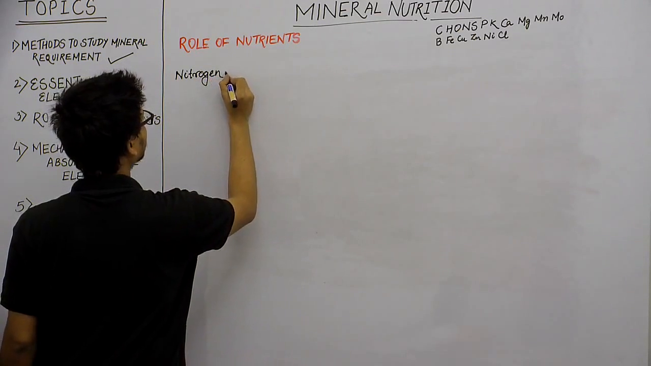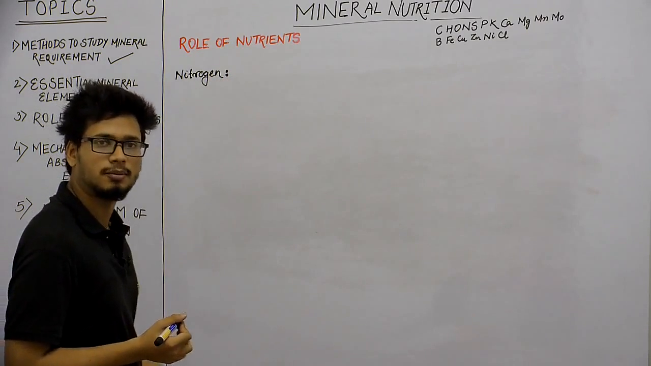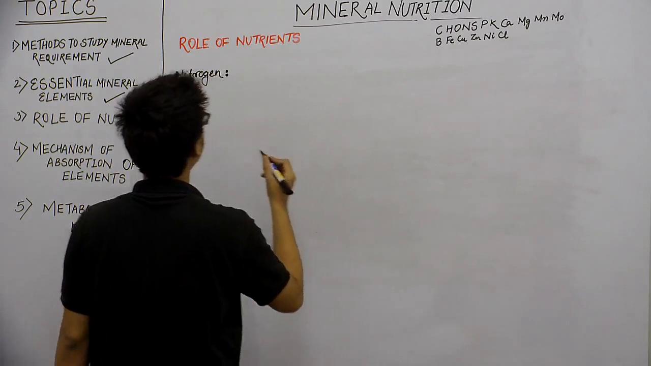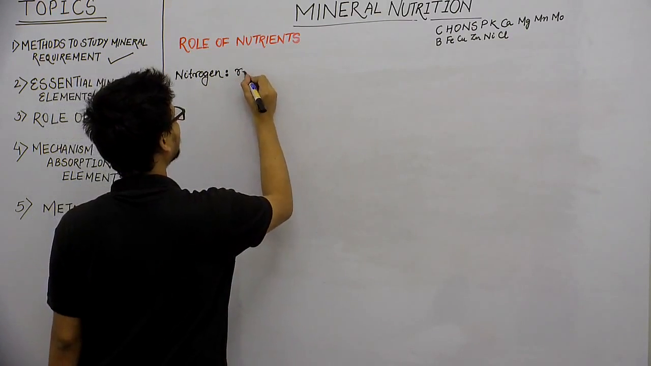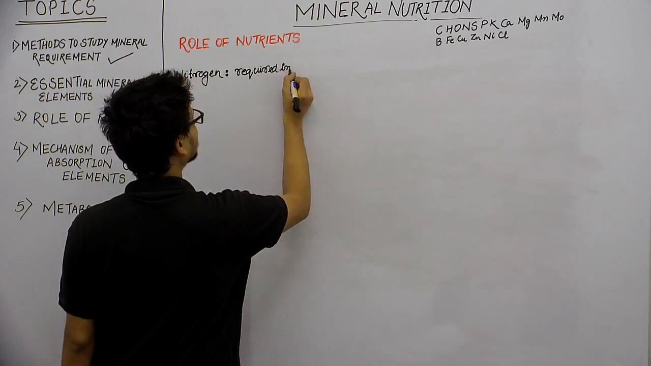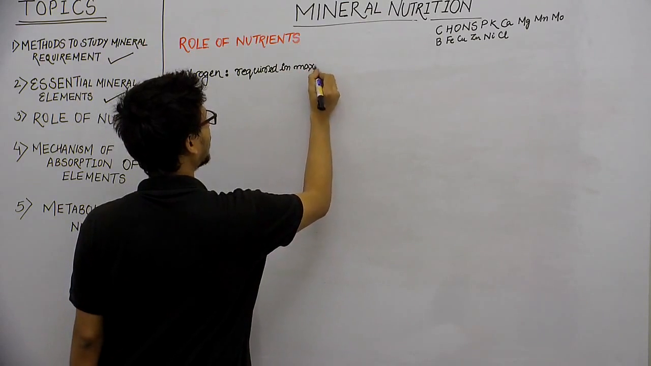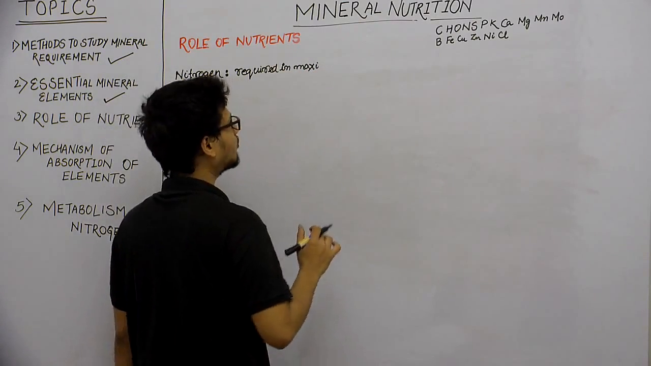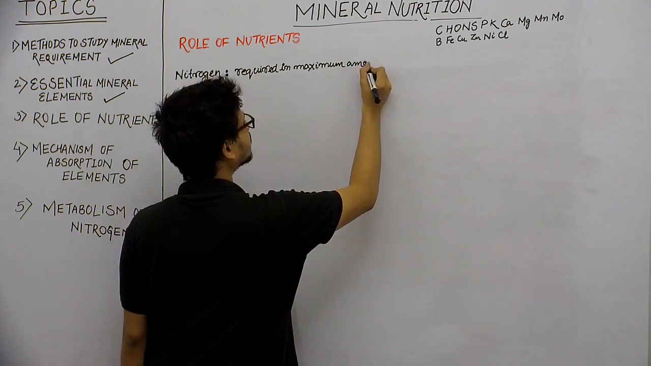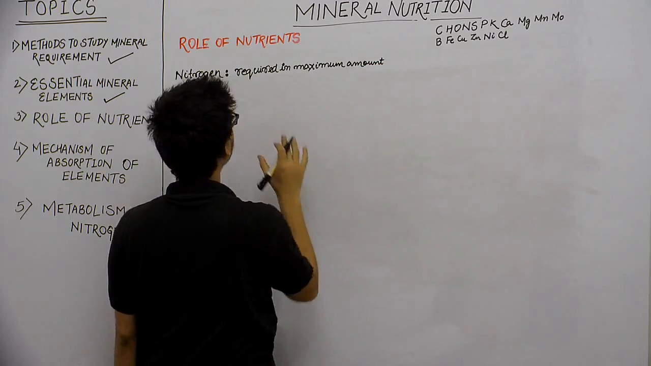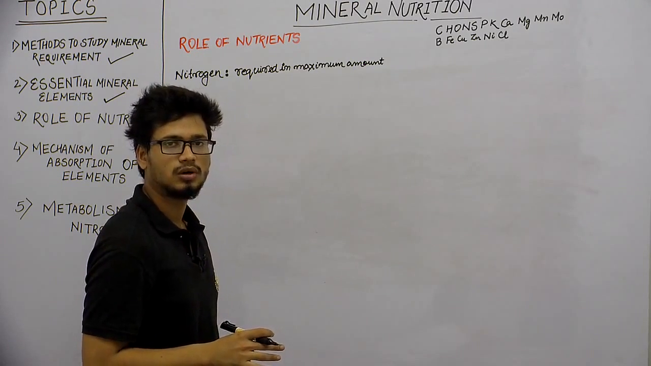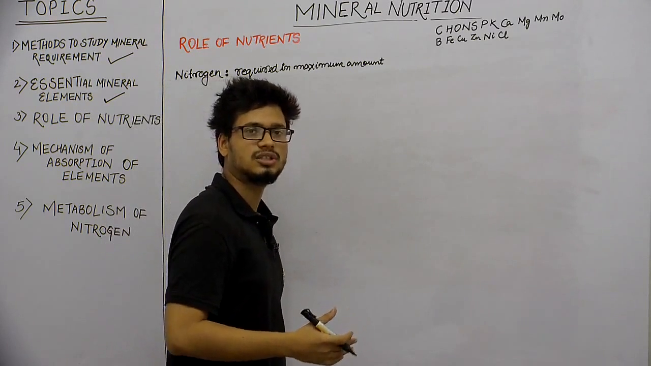Nitrogen is the most important element in the plant. It is required in maximum amounts. Out of all these 17, this is required most for growth. And often nitrogen behaves as a limiting factor for growth. So then we add the nitrogenous fertilizer to the soil.